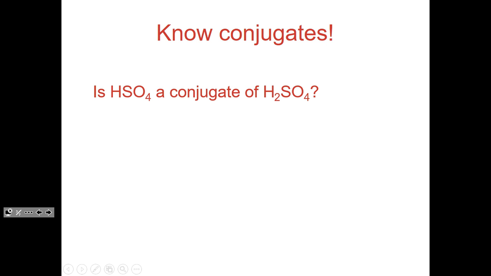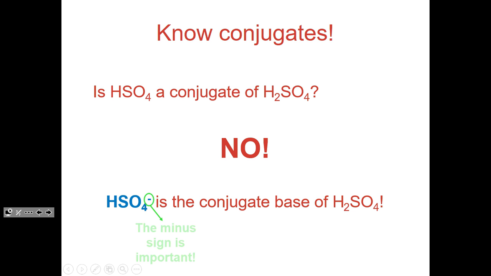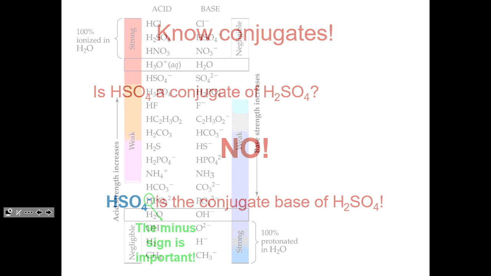Another thing that sometimes students mistake is they talk about conjugates as differing by a hydrogen, but it's not really a hydrogen, it's a hydrogen ion. HSO4 is not the conjugate of H2SO4. HSO4 doesn't even exist. It's HSO4 negative. It's the anion, what you get after you lose an H plus from H2SO4. And that negative is important. So be careful with conjugates. Remember, it's 2 things that differ by an H plus, not an H.